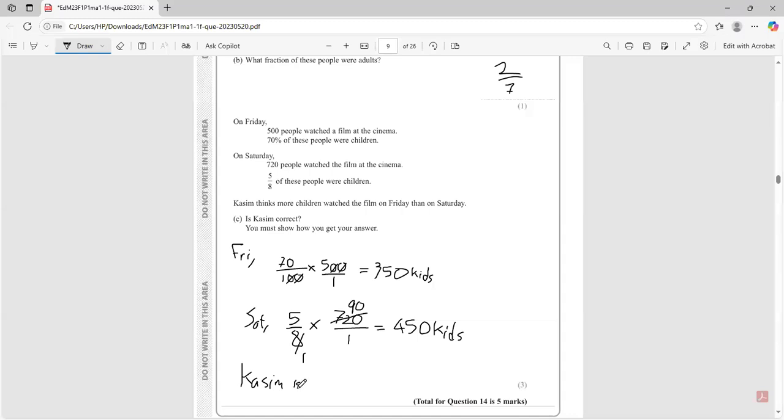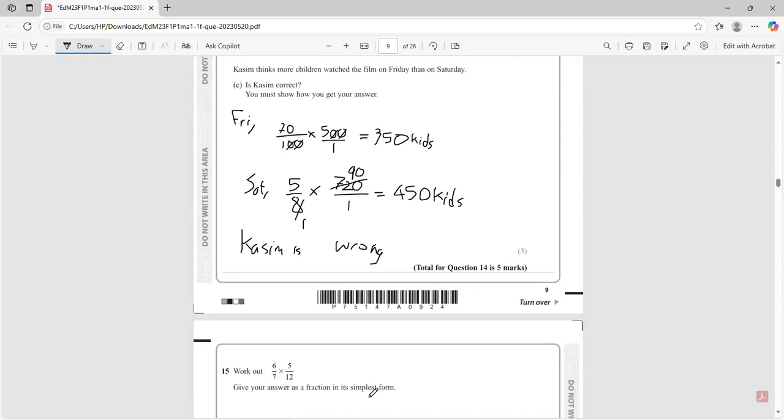Is wrong. Okay. So we've made our decision and we're rolling on. It says work out 6/7 times 5/12. Give your answer as a fraction in the simplest form. Okay, so you know the deal now. 6/7, we're going to do our canceling where it's possible. Where it's not possible, we just leave it up and we multiply.